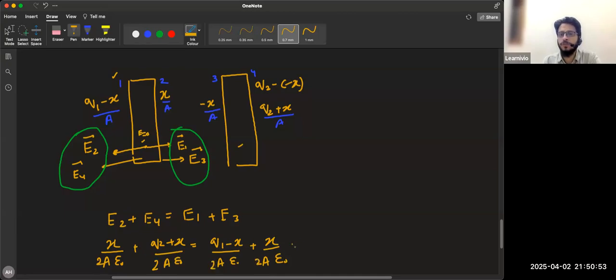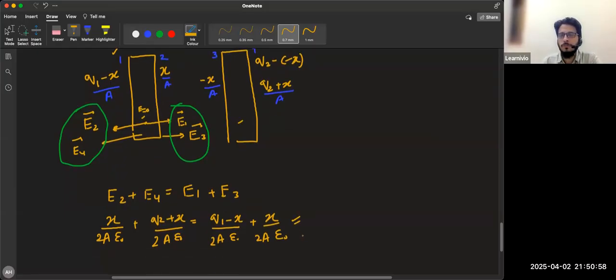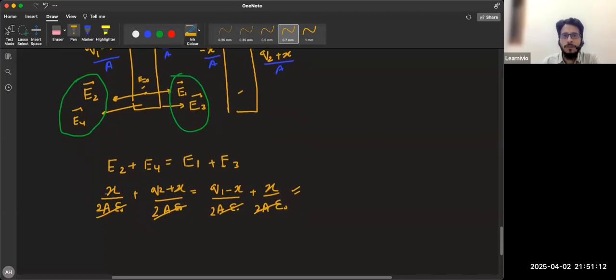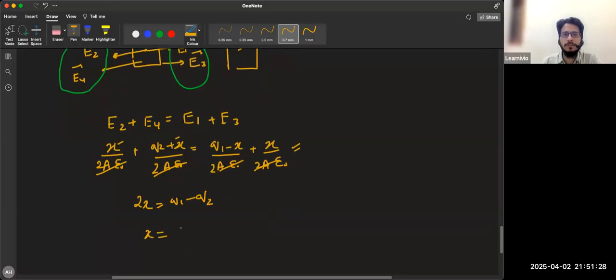Is it clear up to this step? After this step, it is simple algebra. Now this 2 epsilon naught cancels out everywhere. So you have x here, x here, 2x. The minus x and x will cancel out each other, so we have 2x here. q1 and q2 will go to the right hand side, so it will be q1 minus q2. So you can write that x is (q1 minus q2) by 2.